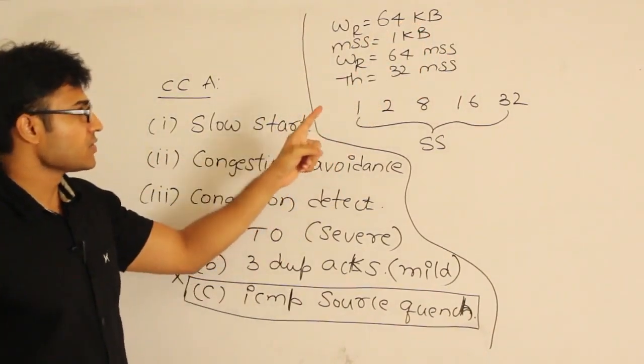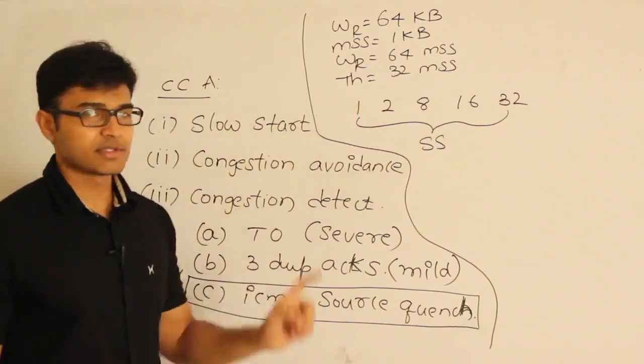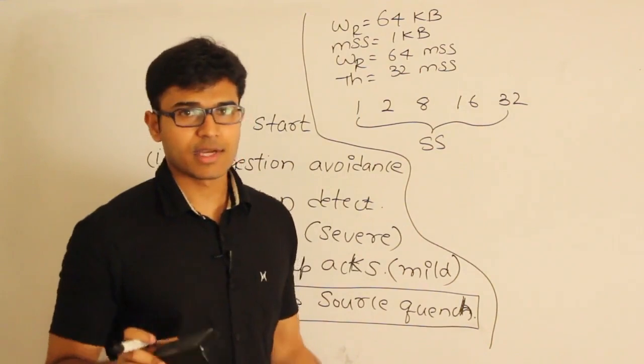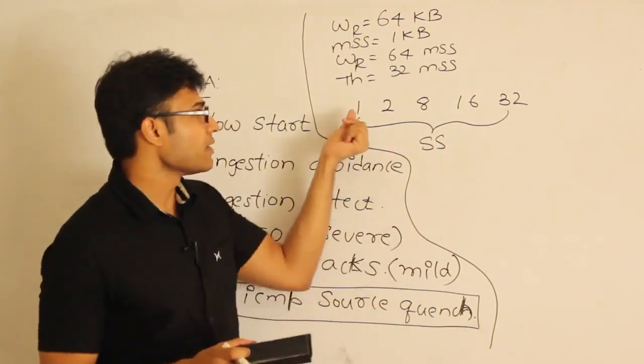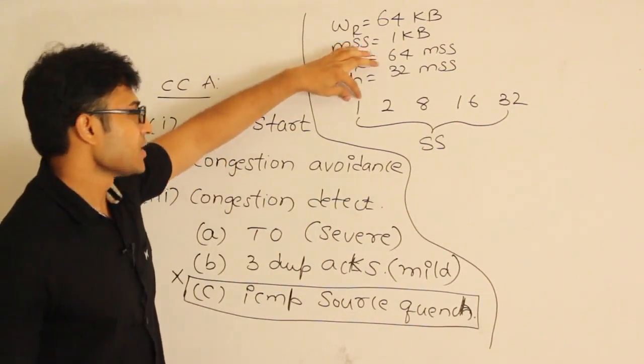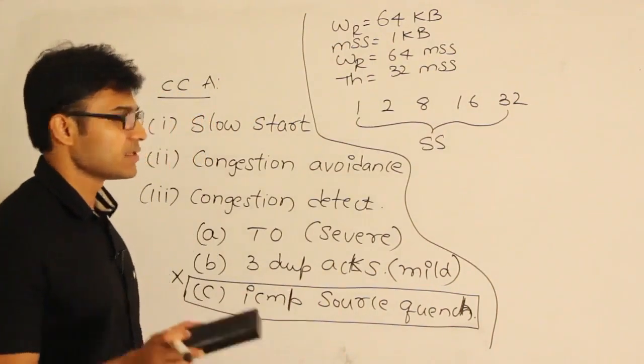So the slow start phase starts with 1 MSS. Some implementations might even start with 2 MSS, so keep that in mind. Some slow start phases start with 1 MSS and some will start with 2. Either 1 or 2, it doesn't matter much. So let us say it starts with 1 MSS and grows till the threshold in an exponential manner. That is the first point.